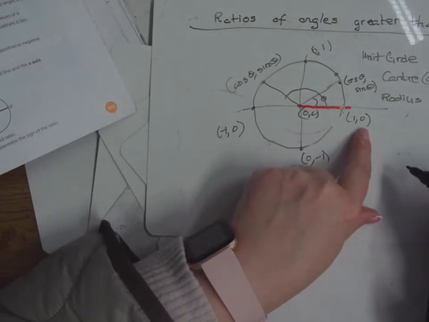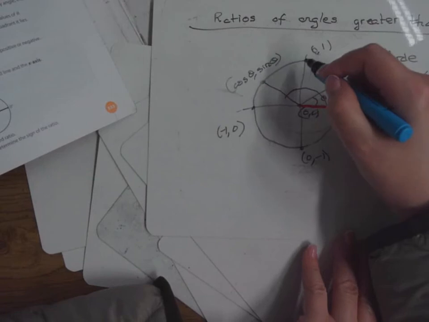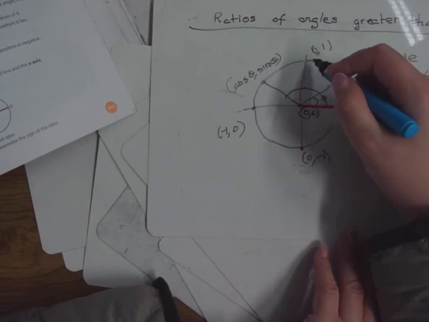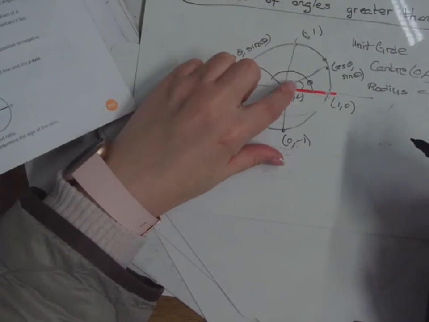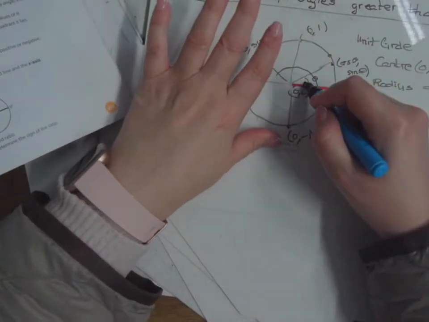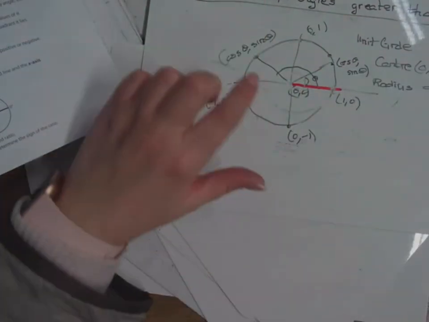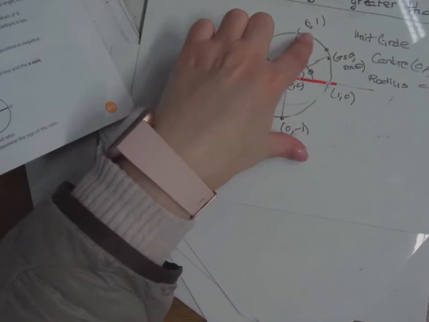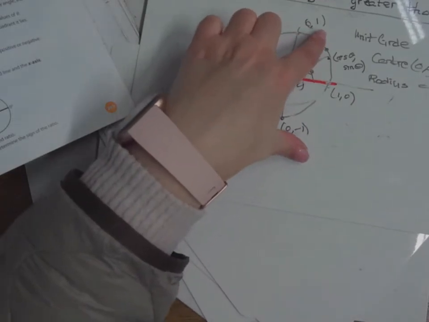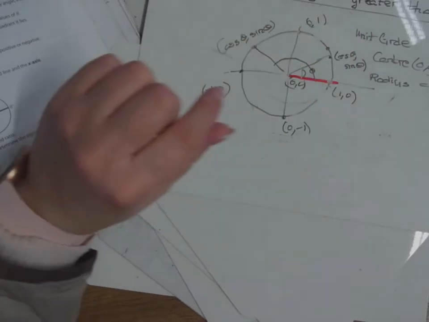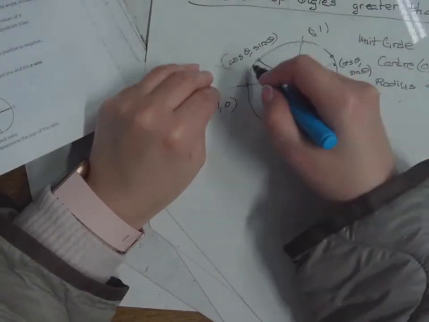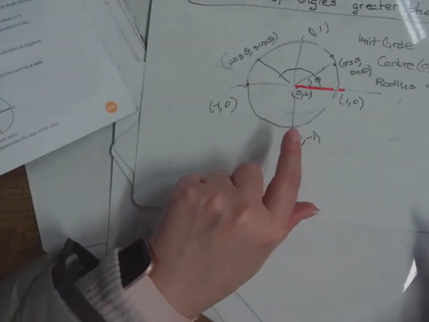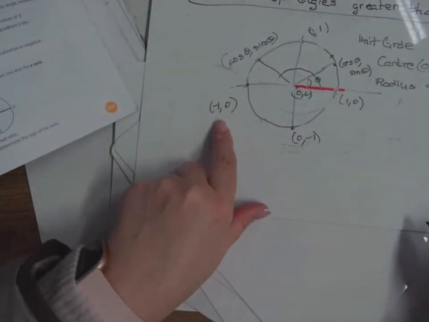0. Here, what angle does this point make with the positive x-axis? Makes a 90-degree angle, doesn't it? Okay, from here to here, 90 degrees. So what's cos of 90? 0. What's sine of 90? 1. What angle does this one make if I go all the way back to the red line? What angle is that? 180. What's cos of 180? Minus 1. What's sine of 180? 0.